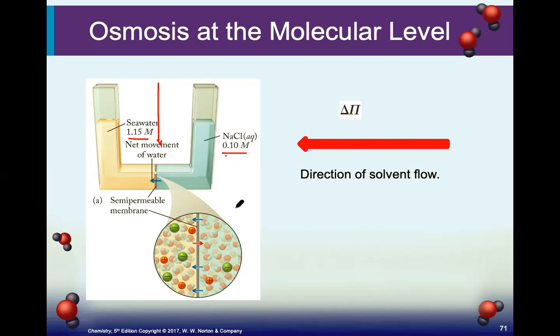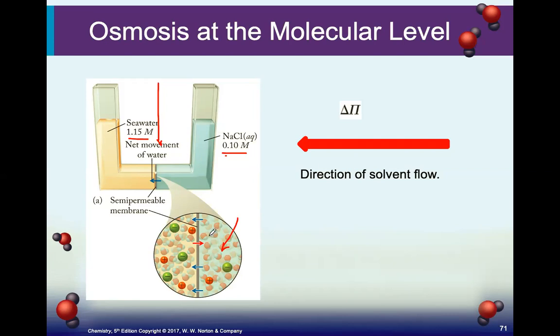So there is going to be more water on this side, since there is a lesser concentration of ions, and this is represented by having put fewer ions here, more ions here. So what is going to happen is the water molecules are going to collide with the membrane, travel through the membrane and go into the seawater. Some of the water in the seawater is also going to collide with the membrane and go towards the sodium chloride, the 0.10.